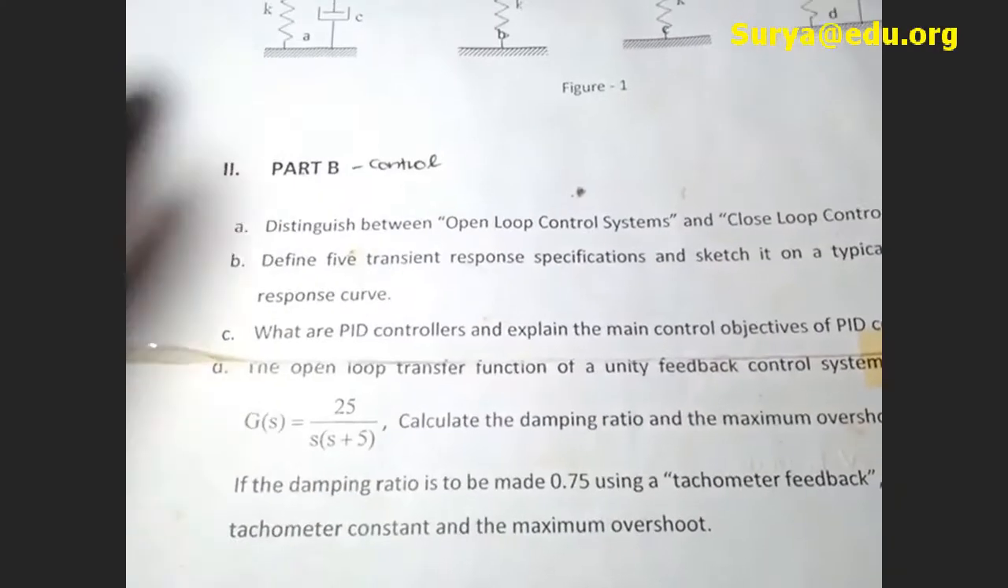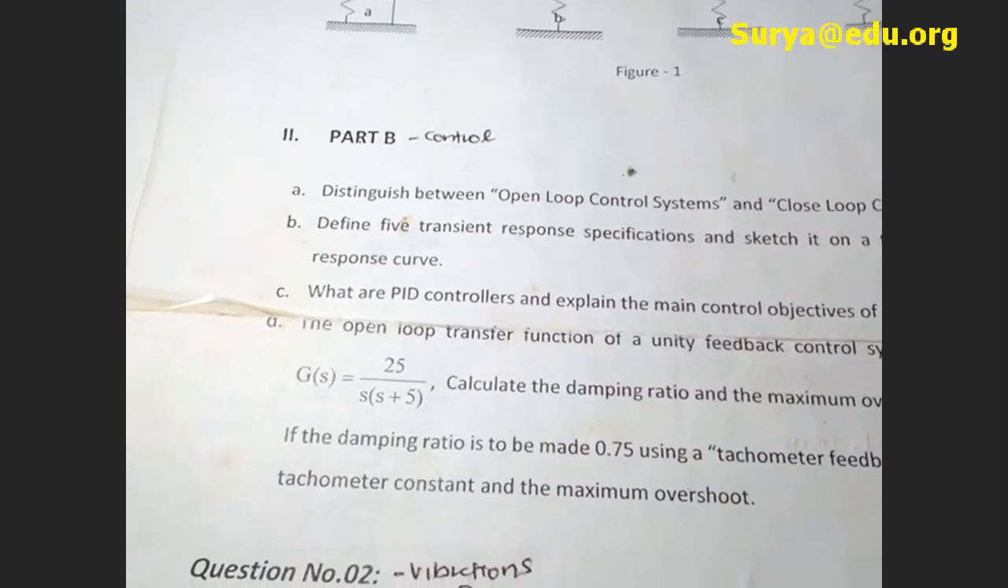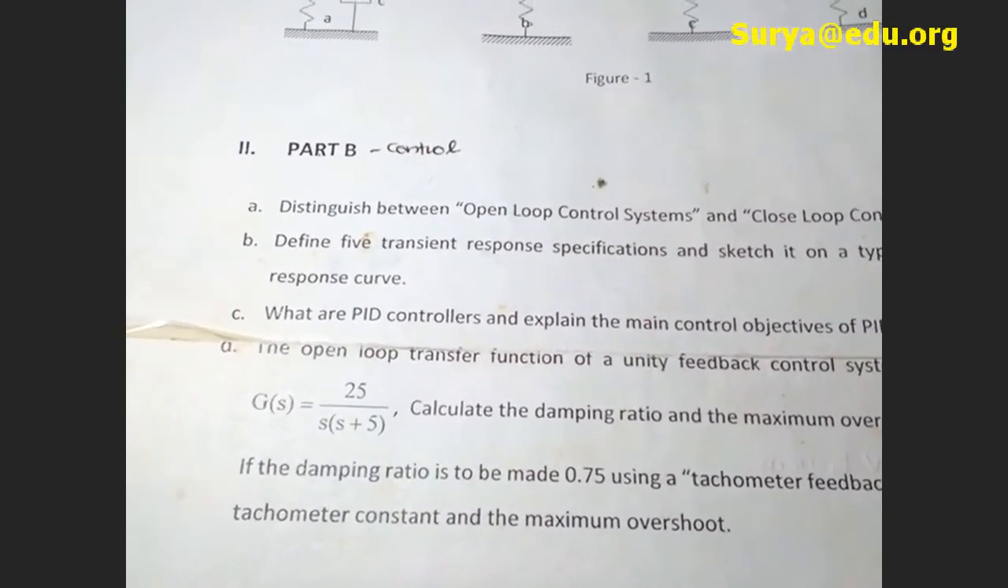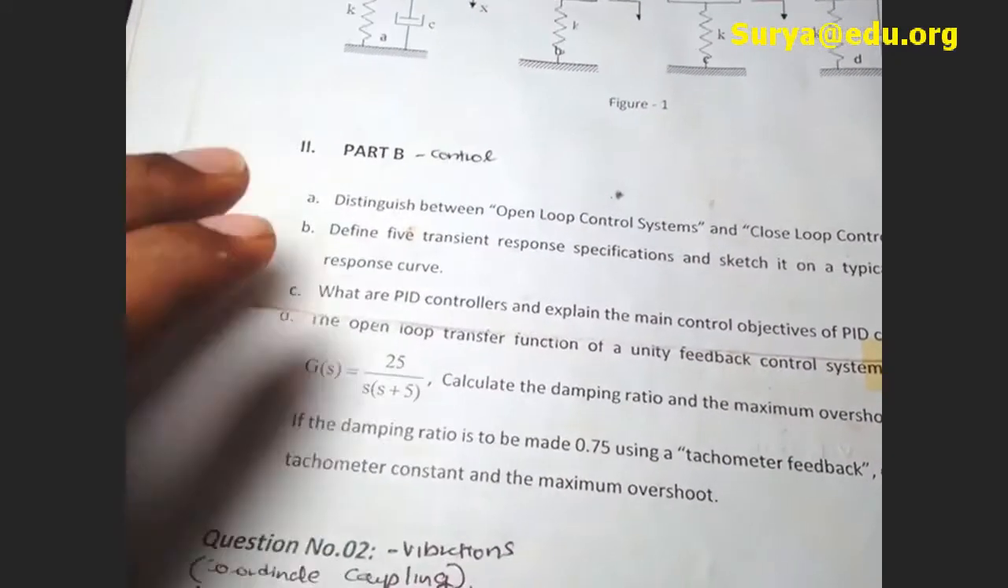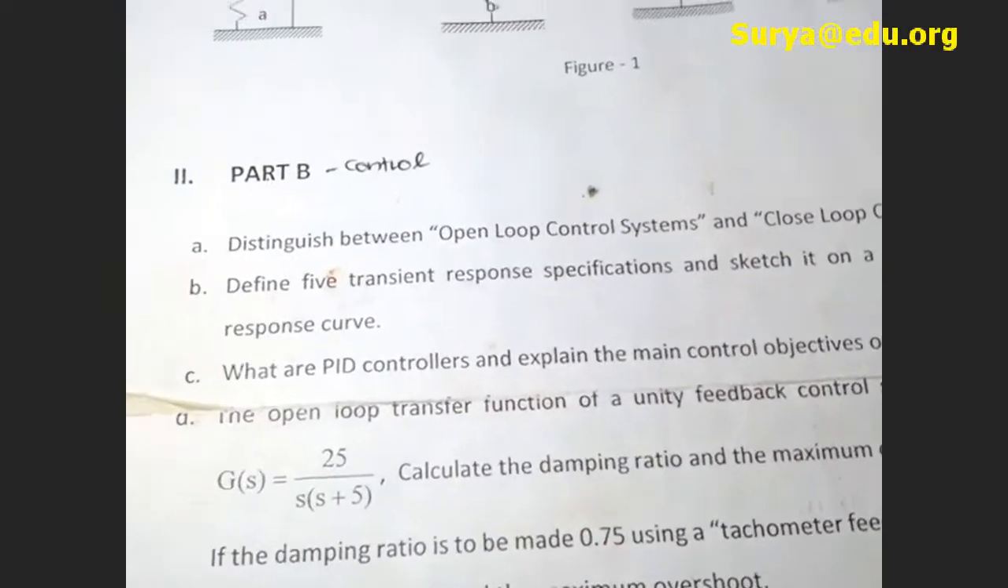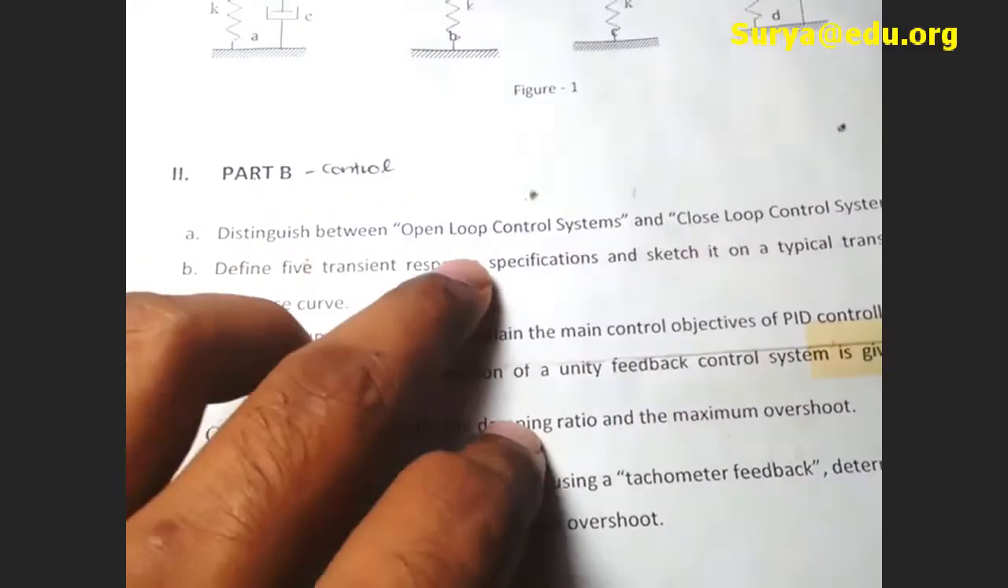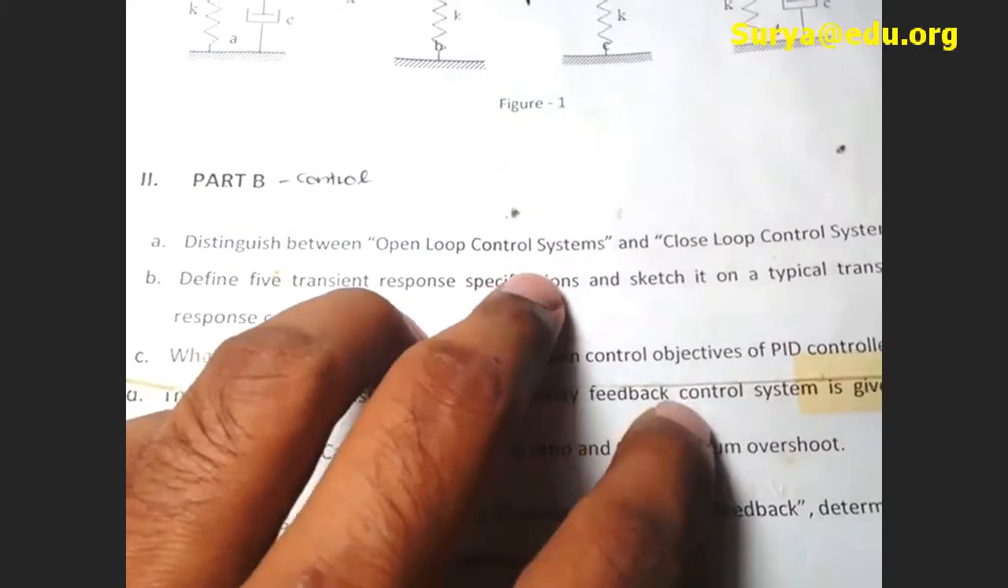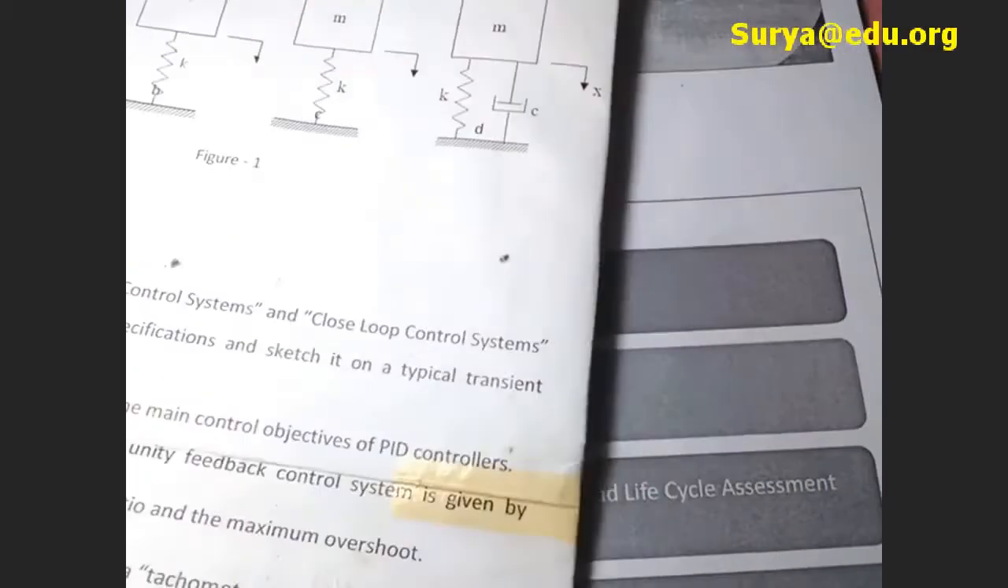Hi guys, so the final examination is closer, so I thought to discuss part B of that. I think this is the 2016 paper, the part with the control part. Okay, so let's quickly go. Distinguish between open loop control system and closed loop control system. Okay, so let's see what the answer is.